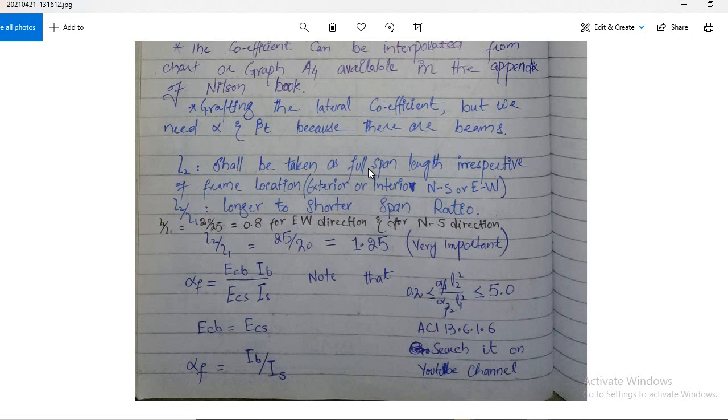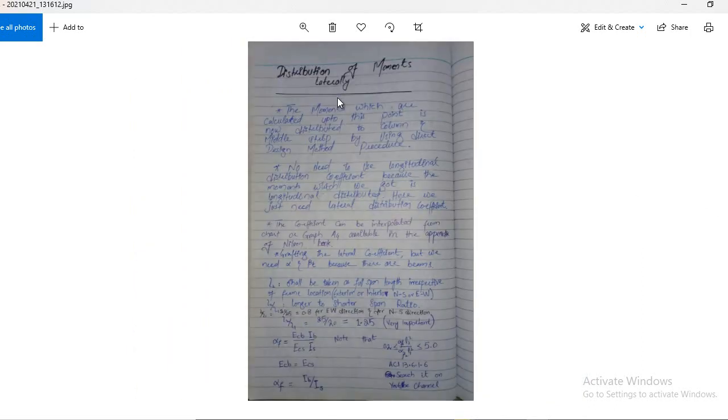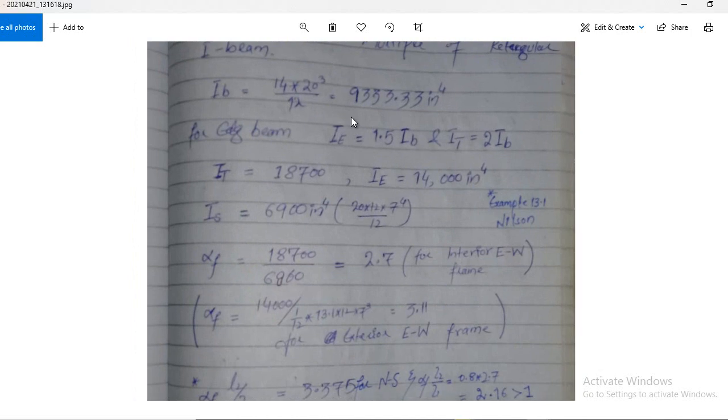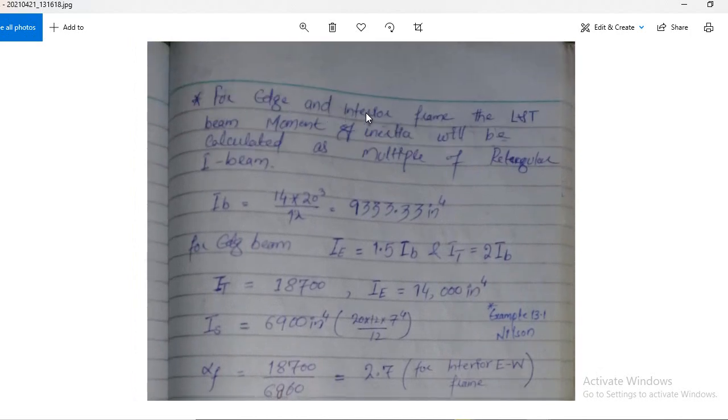Now next, for the edge and interior frame, the lateral and transverse beam moment of inertia will be calculated as a multiple of the rectangular beam. This is very important for L and T beams. Now, how do we calculate the moment of inertia for L and T beams? IB is already calculated, that is for the beam with 14 by 20 inch cross section.